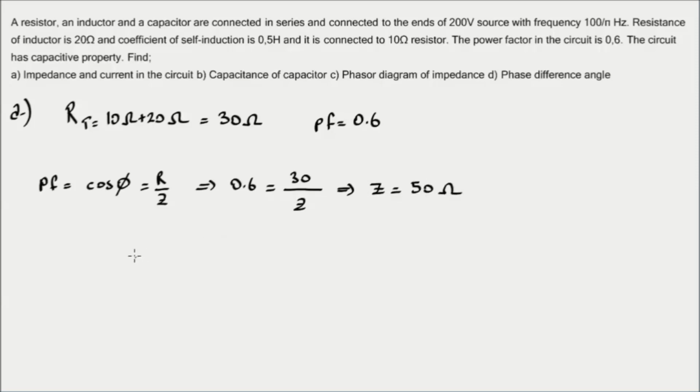And the current in the circuit is V total over Z. V total is given as 200, over Z equal 50, so it will be 4 ampere.